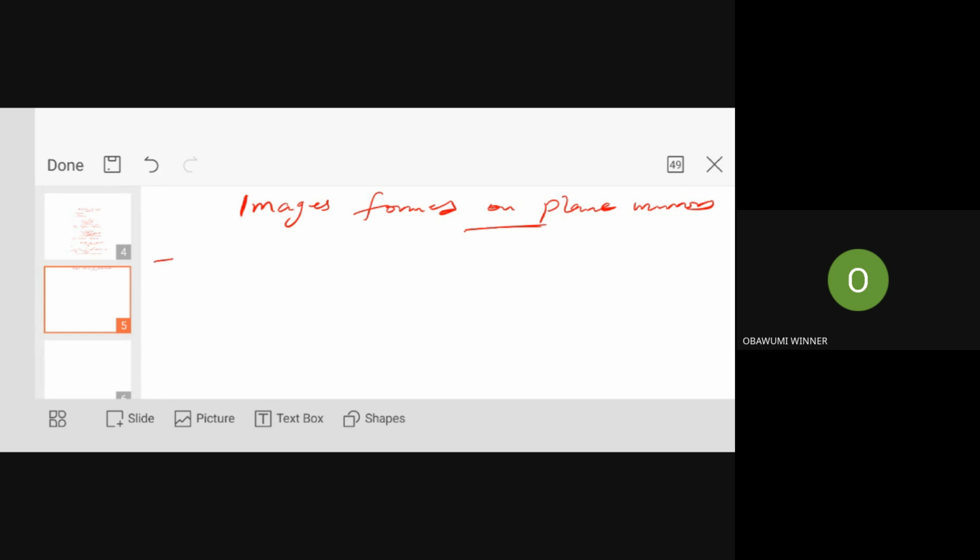So I'm going to write. Remember, we are talking about the characteristics now. The image has the same size as the object. Same size as the object. Now, that's the first characteristic.